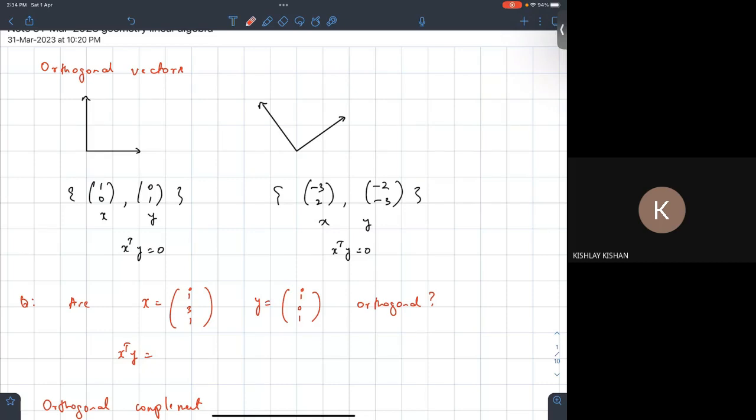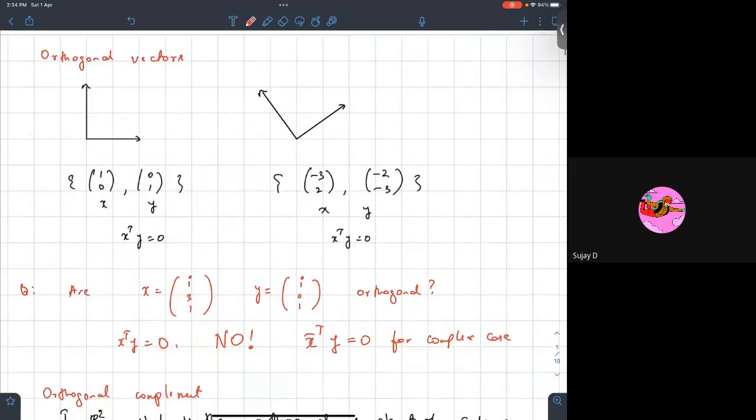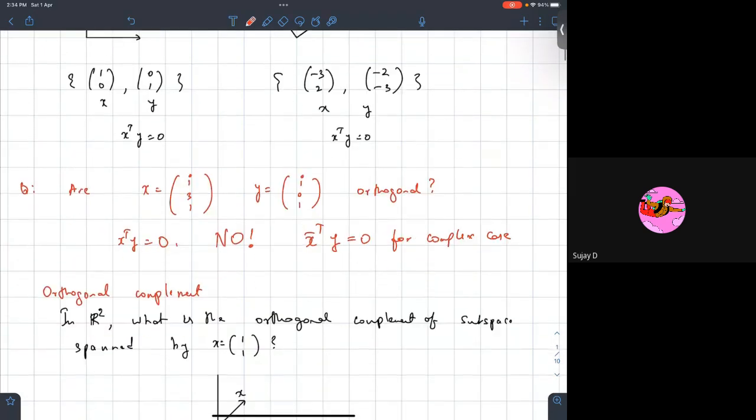Are people able to see my screen? Yes, sir. X transpose y is 0. So are they orthogonal? Yes. So you fell for it. It's complex. So you need to do x bar transpose y equals 0 for the complex case.